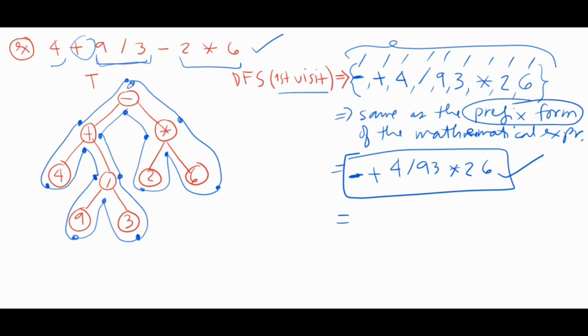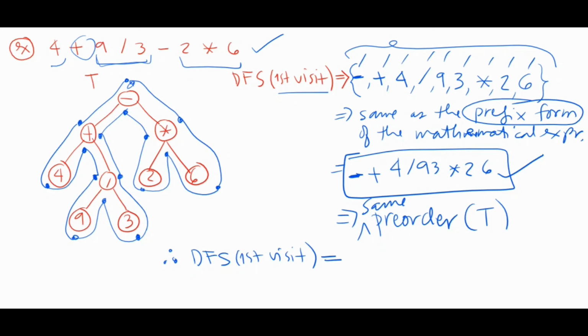And of course, from our previous discussion, this is the same also as the pre-order of the tree, T. This is the same. So, our conclusion is that the list of the nodes visited when we do depth first search traversal algorithm listing a node on our first visit is the same as the pre-order list of the nodes of the tree and the same as the prefix form.